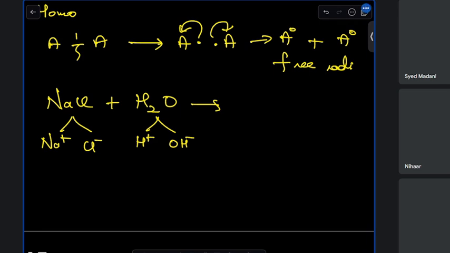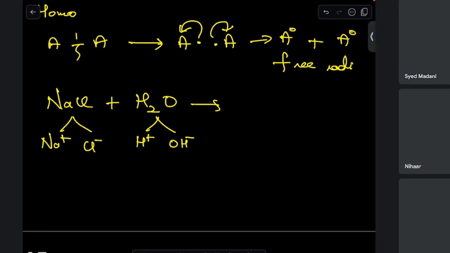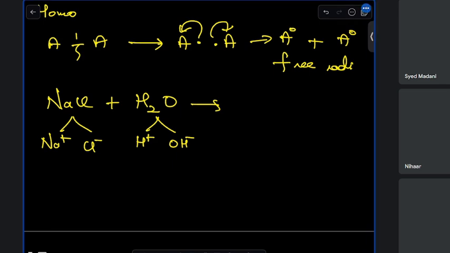Why not Cl? Because more negative? No. How can OH be more negative compared to Cl? Cl is on the right extreme because chlorine is a halogen. Remember, halogens are very reactive.